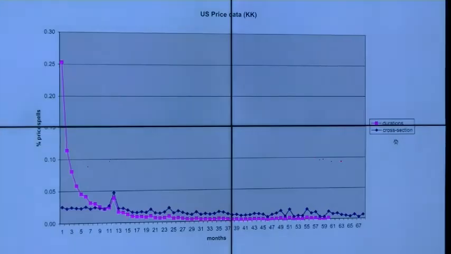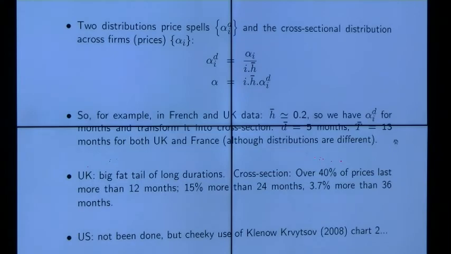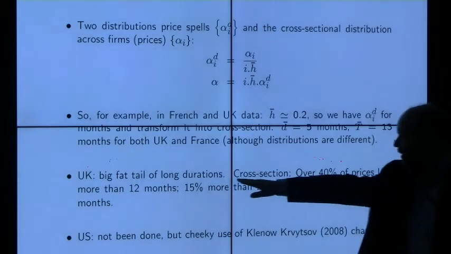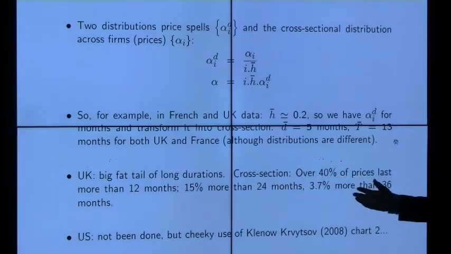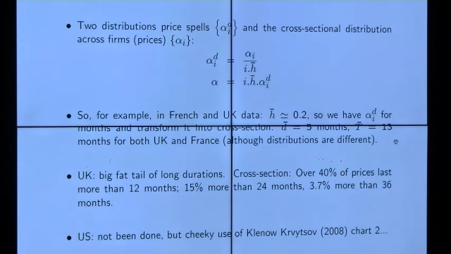You've got a big fat tail of long durations in the cross-sectional. So in the UK case, over 40% of prices last more than 12 months. 15% last more than 24 months, that's 2 years. 3.7% lasts more than 3 years. So some prices last for a very long time.